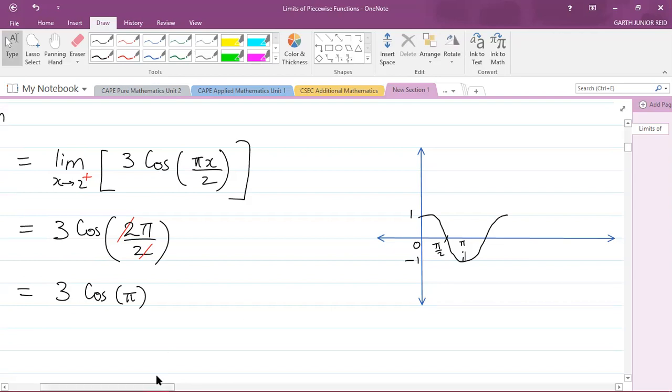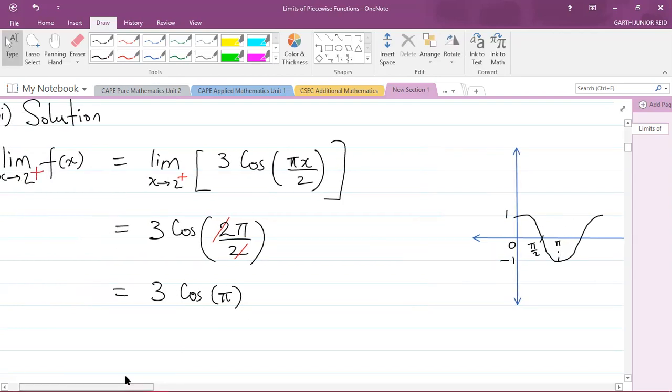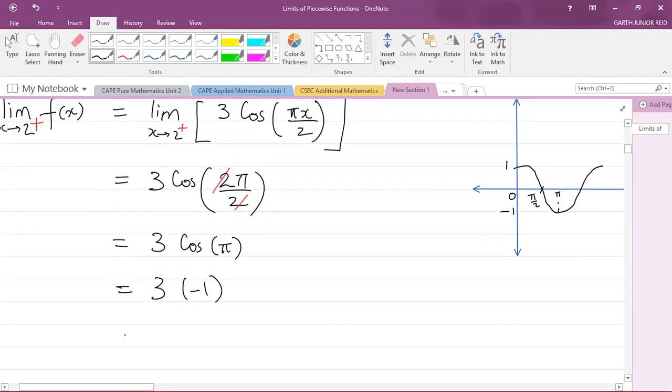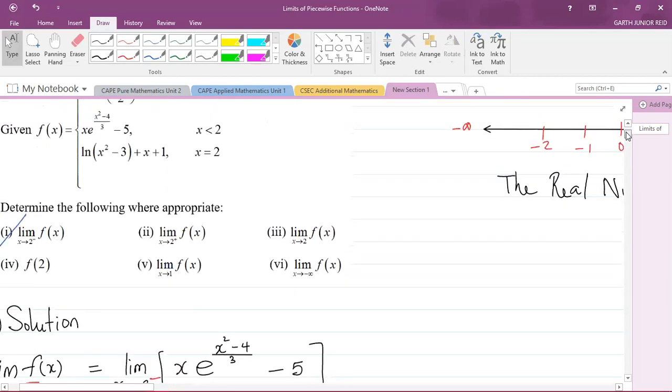You could also use a calculator to get this answer. So this is equal to 3 times the cosine of pi, which we said is -1. So this is just equal to -3. 3 times -1 is -3, and that is my limit of f of x as x approaches 2 from the right-hand side. Great. So we're now finished with the second part.